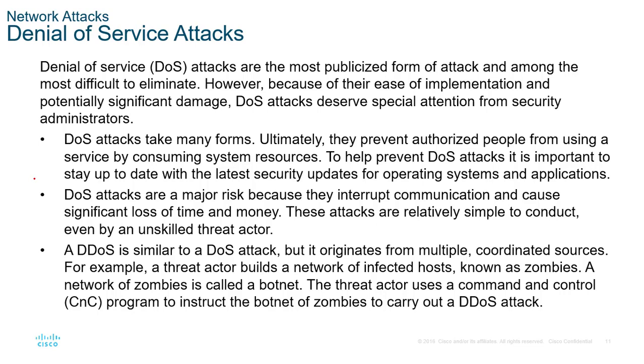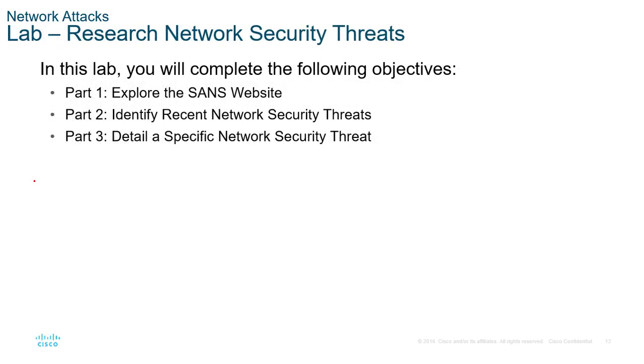A distributed denial of service attack is similar to a denial of service attack, but it originates from multiple coordinated sources. For example, a threat actor builds a network of infected hosts, known as zombies or bots. A network of zombies is called a botnet. The threat actor uses a command and control program to instruct the botnet of zombies to carry out DDoS attacks.